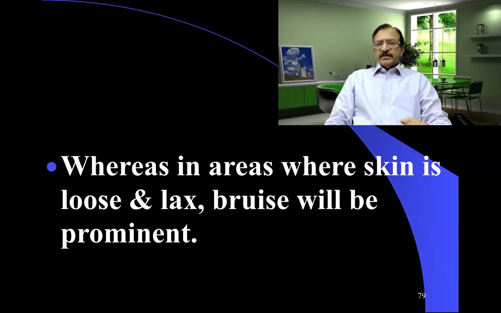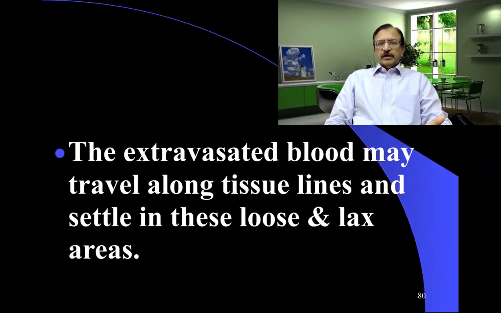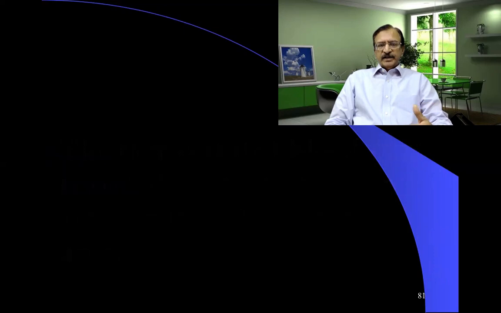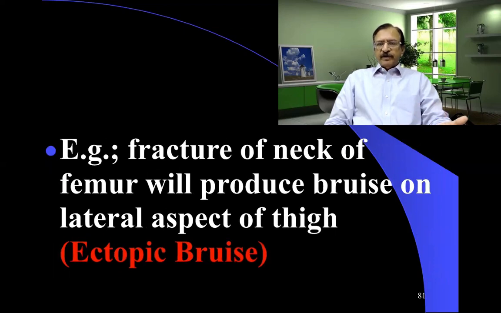Whereas in the areas where the skin is loose and lax, the bruise appears easily and is prominent. Sometimes the extravasated blood may travel along the tissue lines and settle in those loose and lax areas. For example, in the fracture neck of femur, which is a much deeper structure, the bruise appears on the lateral aspect of the thigh. That is also called ectopic bruising. The area of fracture is deep, but the appearance of bruise is on the lateral aspect of the thigh.